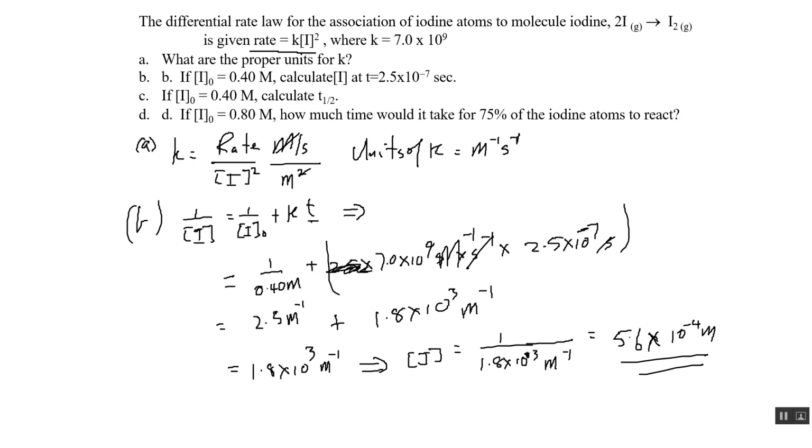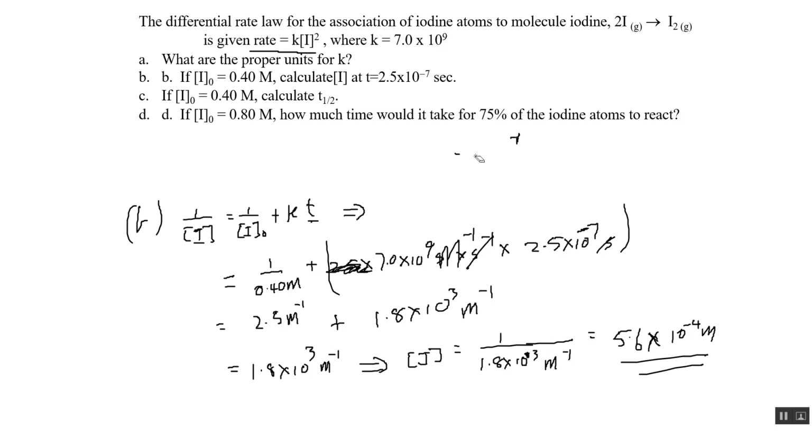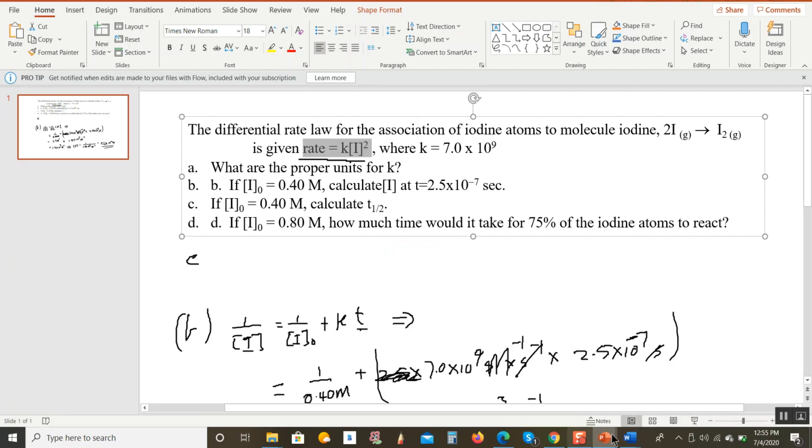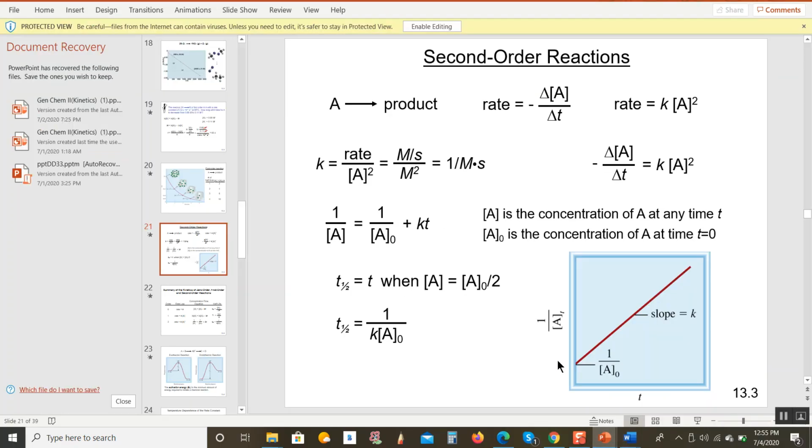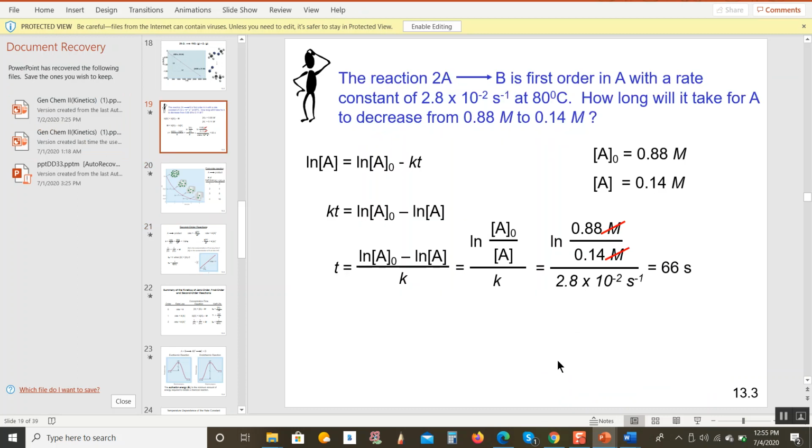Okay, let me create some space here by doing some erasure. So let me erase this part here. Now the C part is asking for the rate constant, right? And the equation for the rate constant, just to remind you, let me come out of this here and go to the slide which gives you the rate constants for all the different orders.